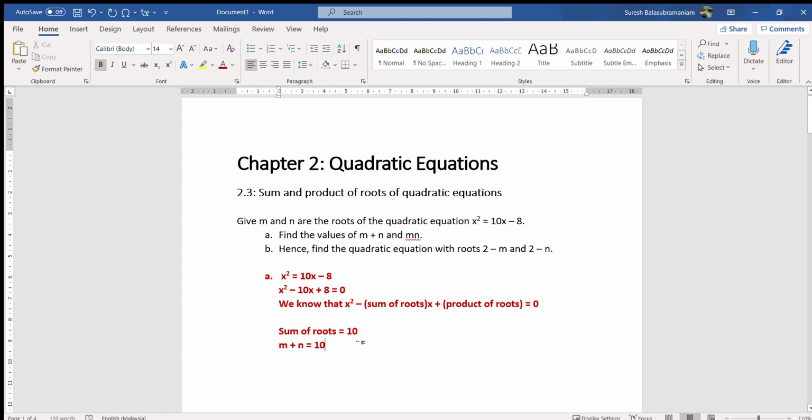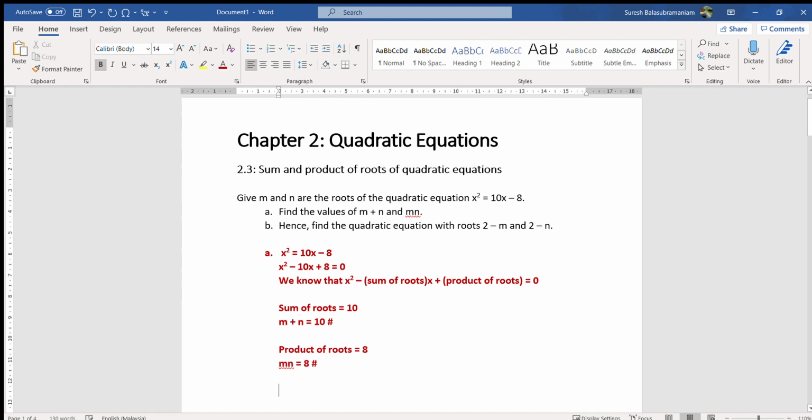Now I can find the product of roots. The product of roots is plus, and it's the c of the quadratic equation. In this case it is 8. Product of roots is 8. So product of roots is mn, so mn equals 8. That will be my next answer. So m plus n equals 10, mn equals 8. So we're done with question A. We move on to question B.